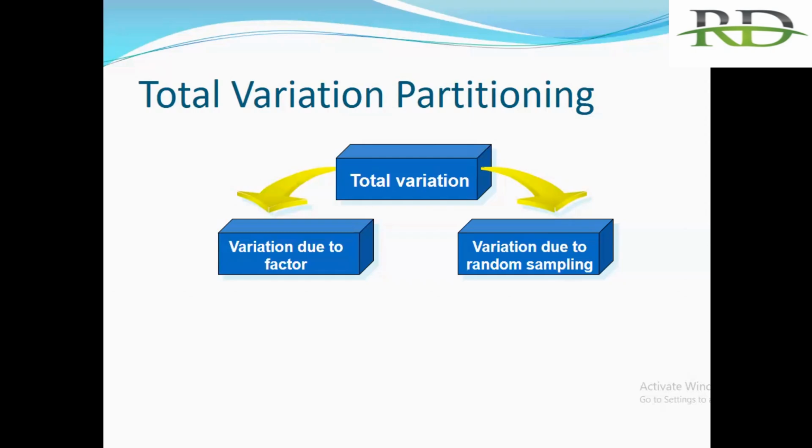So that is why we go in for t-test. But when there are more than two groups, then variation due to that factor is important to understand, and then we go for variation partitioning. And that variation partitioning is done using ANOVA.